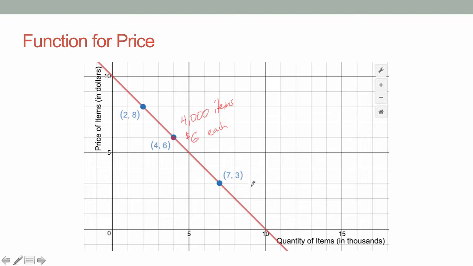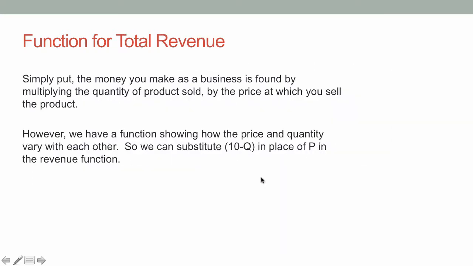If I lower the cost, if I make 7,000 items, that's what that 7 represents, and sell it for $3, there's going to be people that want to buy that. If I made only 2,000 items, there's only enough demand for $8 each item. So you can see there's price and there's how much to produce and the demand based on different price points. All right, so we have a function for price.